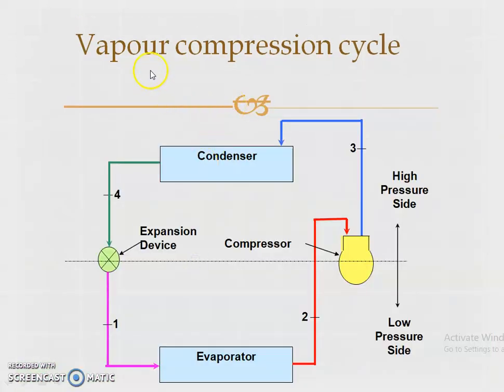In the next slide, we have discussed the layout of the vapor compression cycle. There are two sides: a lower side and a higher side. The high pressure side consists of the compressor, condenser and expansion device, and the low pressure side is the evaporator.